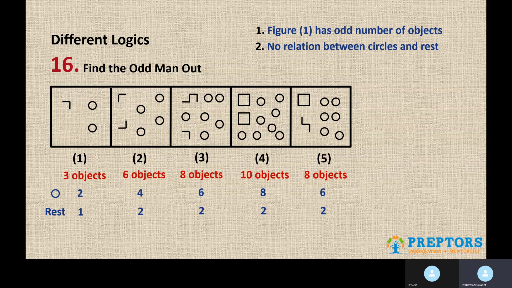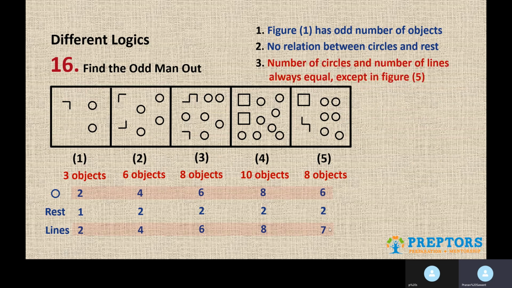Second, no relation between circles and the rest. So circle and rest. Circle and rest means rest are the lines. So rest means this is the figure. But how many lines are there? 2 lines are there. Now we have to check the number of circles and the number of lines. If you observe, now the circles and the lines are equal in each option except 5. In option 5, there are 6 circles but 7 lines. Hence option 5 is the odd man out.